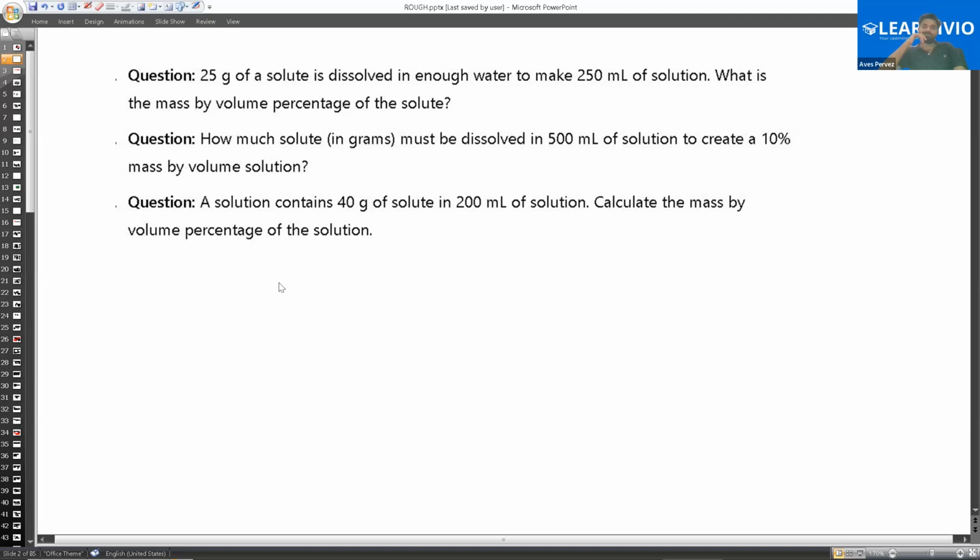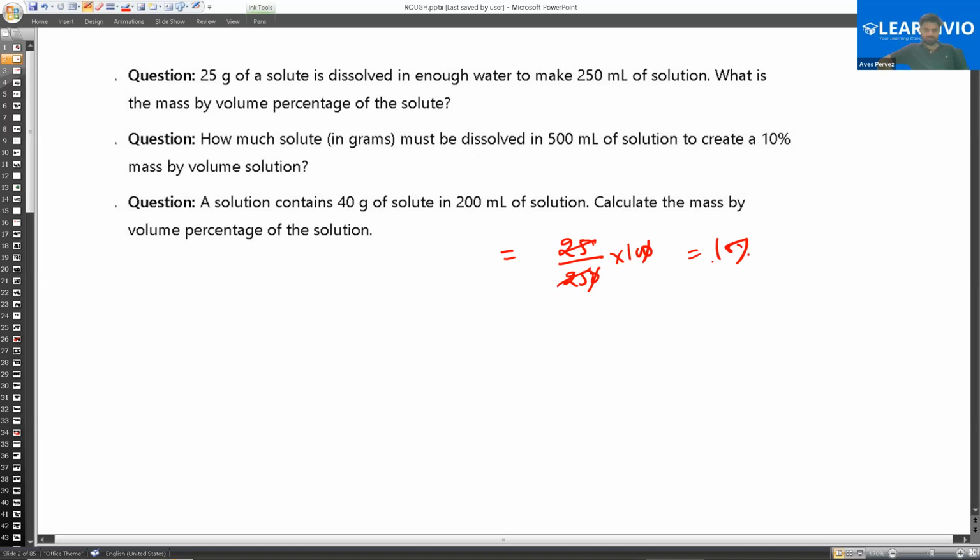Done the first? Anyone of you? Ten percent. Yes, it is 10%. First one is very simple. That is 25 divided by 250 into 100. This 1 and 1 will cancel out, this 25 cancels out. You will get 10%.